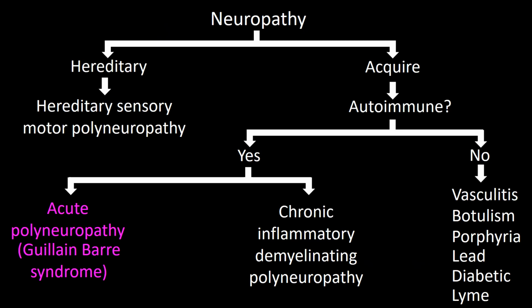Now, going back to the neuropathy classification chart, and having concluded our brief discussion of Guillain-Barré syndrome, I'd like to mention some conditions that may produce similar findings. These conditions are acquired non-autoimmune neuropathies listed here: vasculitis, botulism, porphyria, and lead intoxication. Diabetic neuropathy is a special case because of its frequency and protean manifestations.